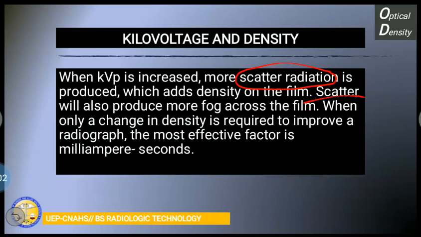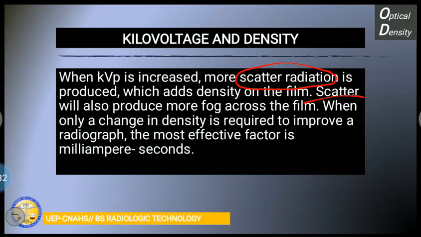Okay? So we can say, based on the two technical factors mentioned, the controlling factor for optical density is the milliampere second, whereas the affecting factor for optical density is the kilovoltage peak. Okay? So you should remember that: which one is the controlling and which one is the affecting.